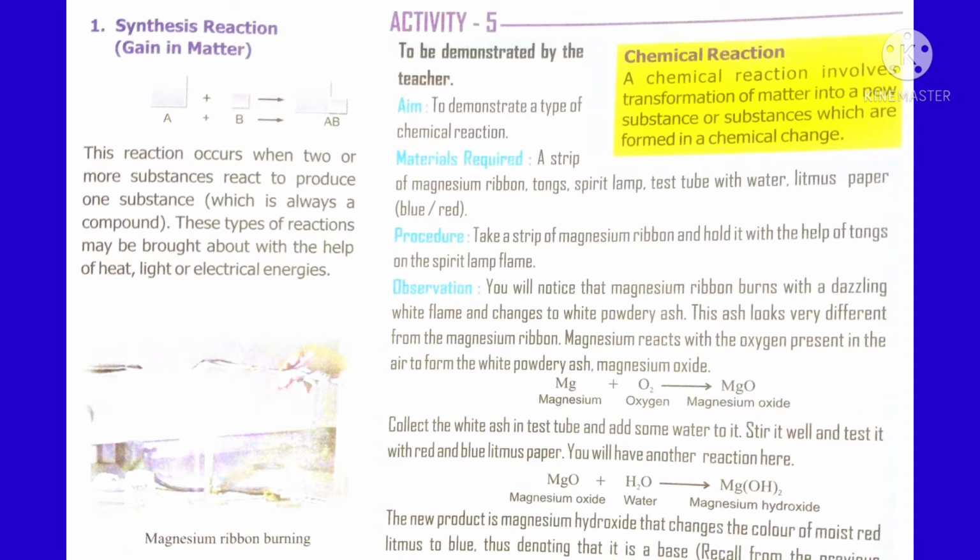Mg is one substance, oxygen is another substance. Two substances combined to form only one product, that is magnesium oxide, a white color substance. This is your activity 5. We will do it in the class.